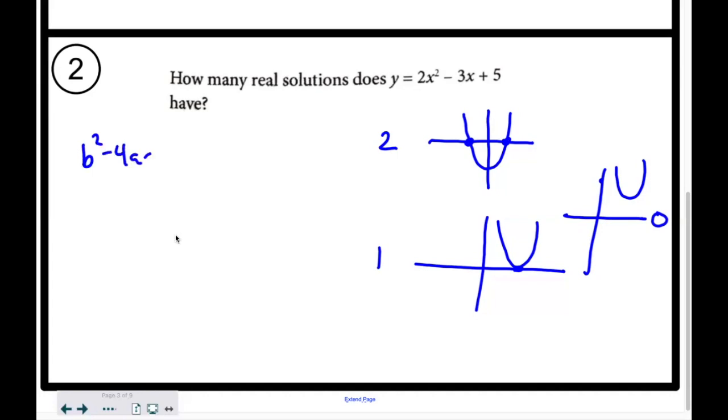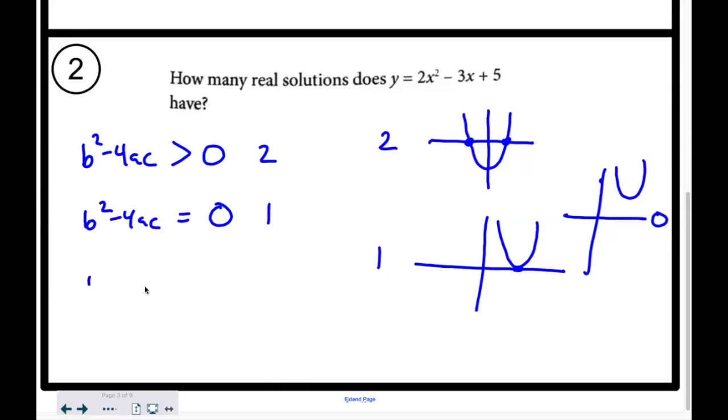And that could take on three values. It could be greater than zero. And if it's greater than zero, then we'll be able to take the square root of it, and the plus or minus will give us two solutions. If b squared minus 4ac is equal to zero, then you'll get the square root of zero, which is zero, and the plus or minus won't be necessary, so you'll get one solution.